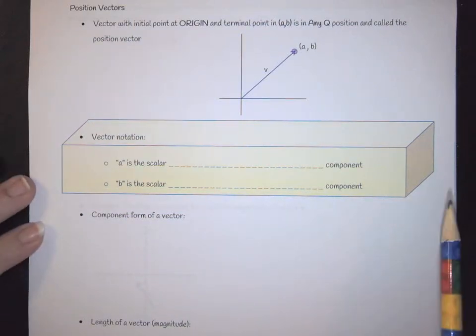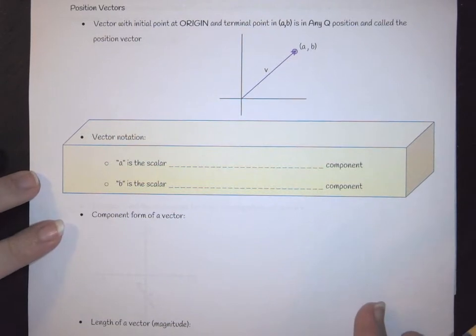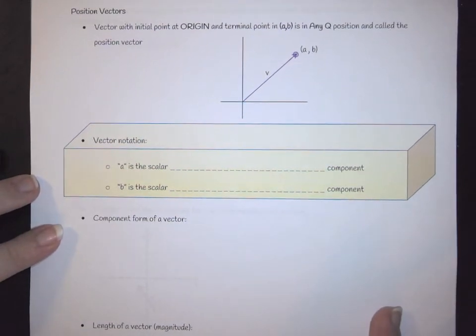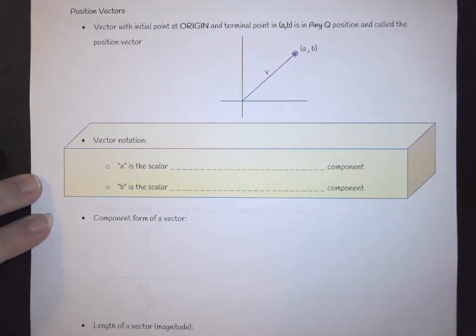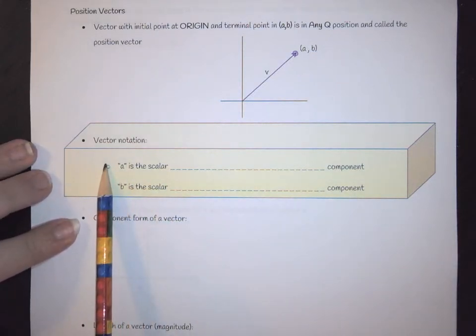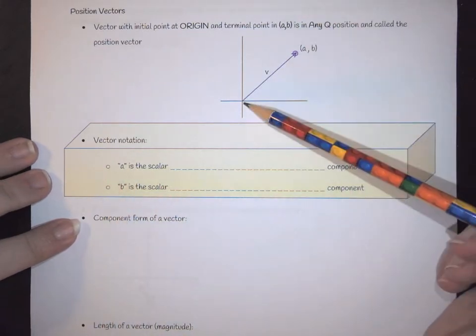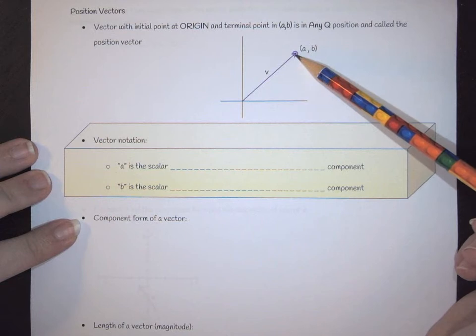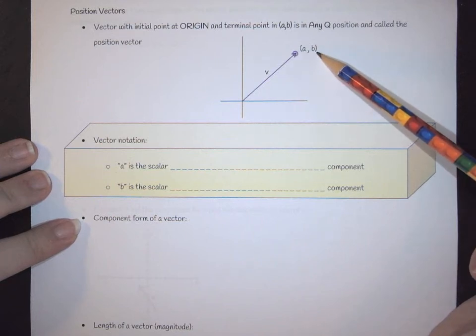Vector notation can get a little bit complicated, but once you get the hang of it, it's fairly simple to comprehend. When we're talking about vector notation, we have the A and the B. So if you look here, I'm starting at the origin. This is going to be my vector V. It's going to end up here at point A, B.